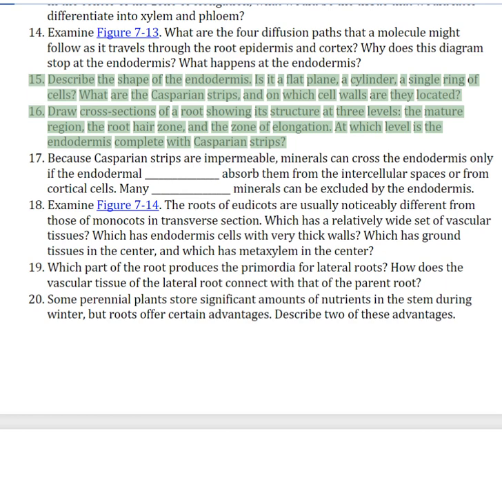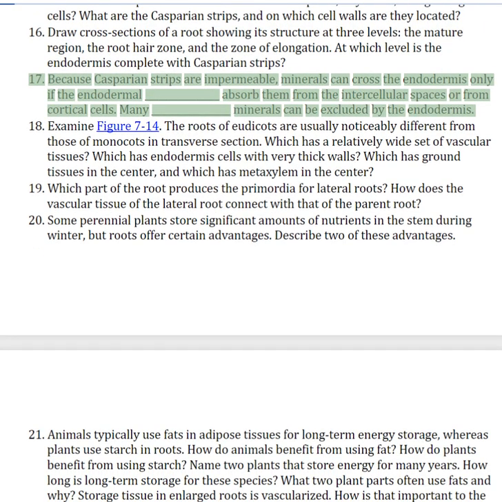16. Draw cross-sections of a root showing its structure at 3 levels, the mature region, the root hair zone, and the zone of elongation. At which level is the endodermis complete with Casparian strips? 17. Because Casparian strips are impermeable, minerals can cross the endodermis only if the endodermal cells absorb them from the intercellular spaces or from cortical cells. Many minerals can be excluded by the endodermis.